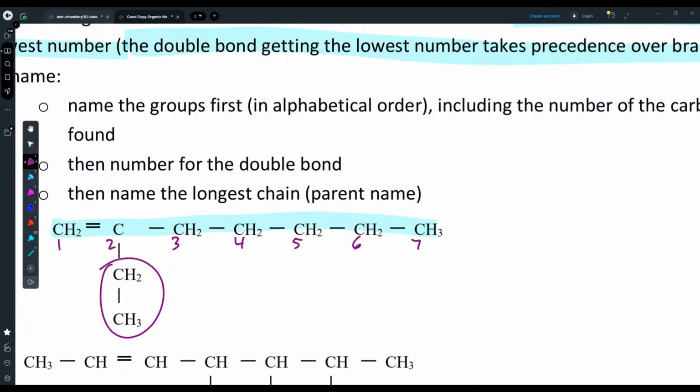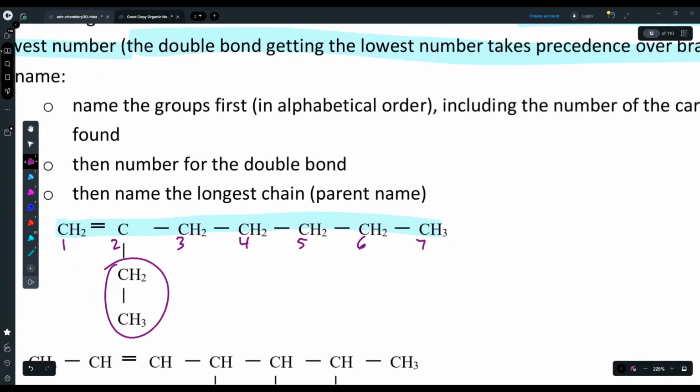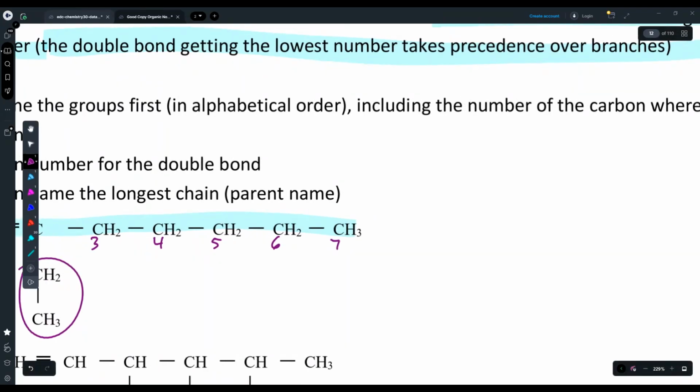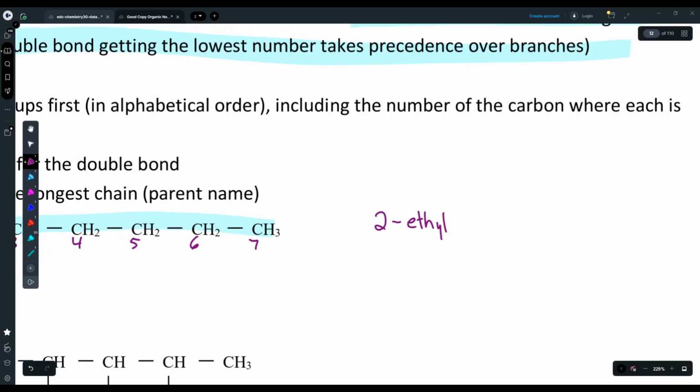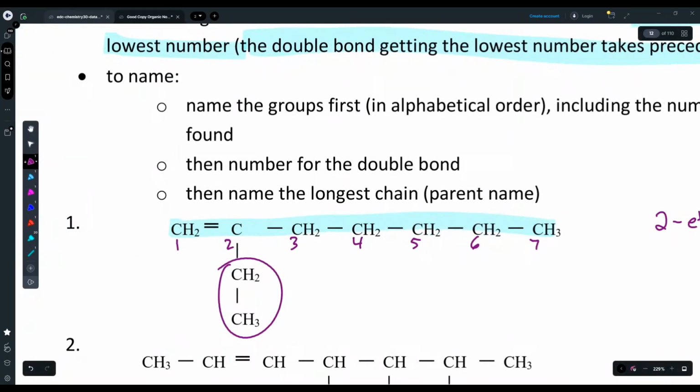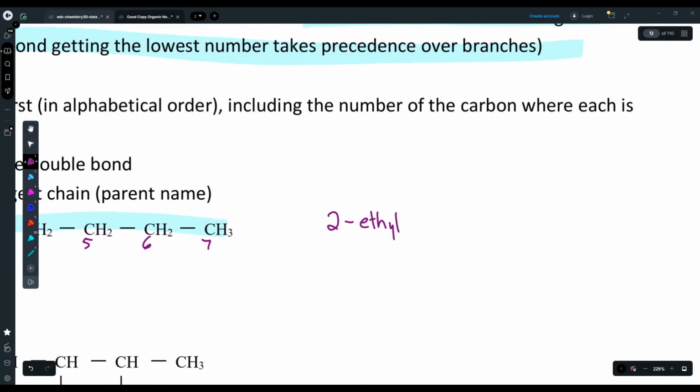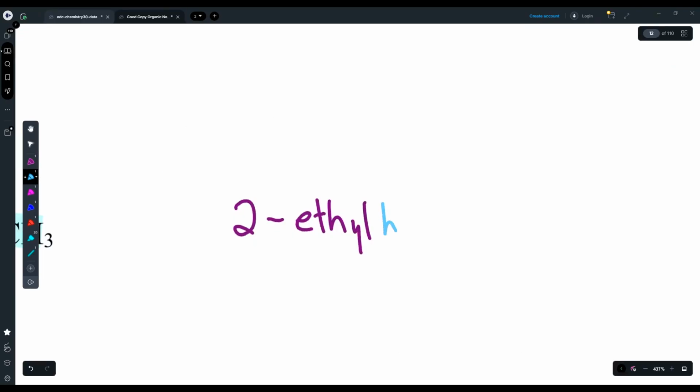Okay, so remember, branch names come first, then the parent chain. So talking about my branch first, it looks like my branch is on carbon 2, and it has 2 carbons in it. So the stem name that means 2 carbons is eth, and it's on carbon 2. So 2-eth. If I want to talk about a branch, I need to end its name in -yl. Okay, so that's the branch. Now I need to talk about the parent chain. So the parent chain has 7 carbons in it. So that stem name is hept.